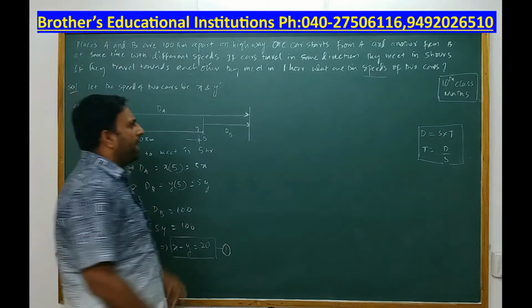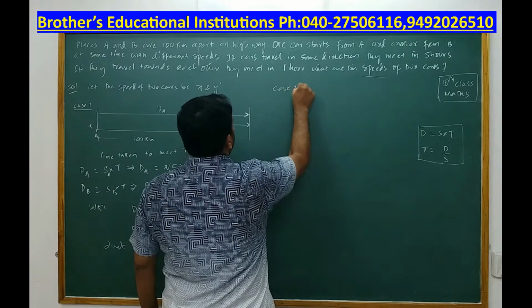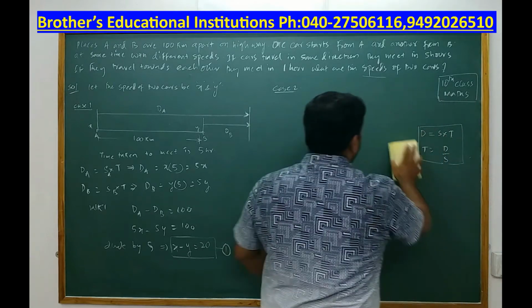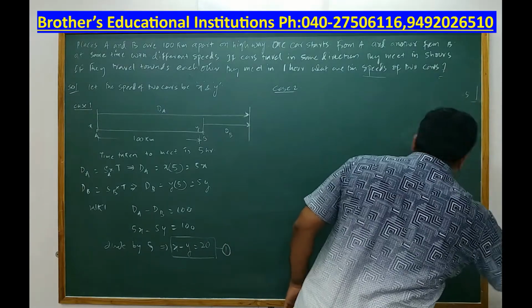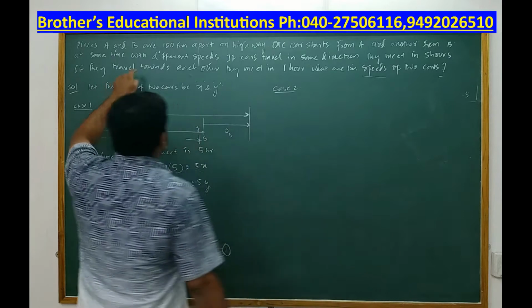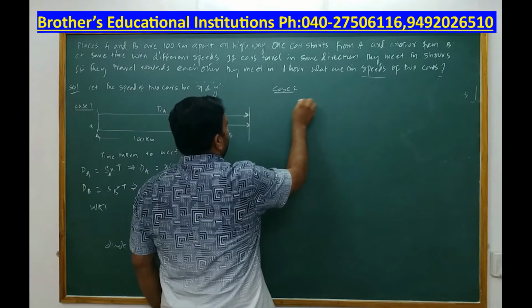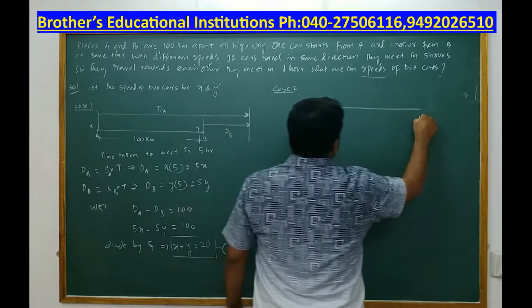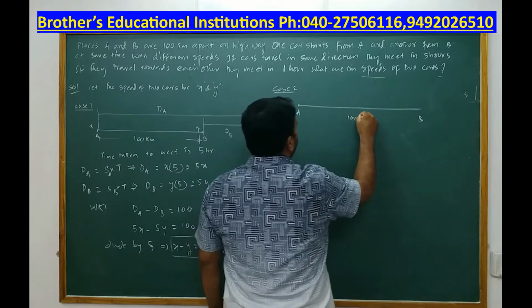Now let us move into case 2. What is this case 2? Now in case 2, you are going to see that both the cars are not moving in the same direction. In case 2, both the cars travel towards each other. So let me take the exact scenario. This is point A, this is point B, the distance between them is 100 kilometers.